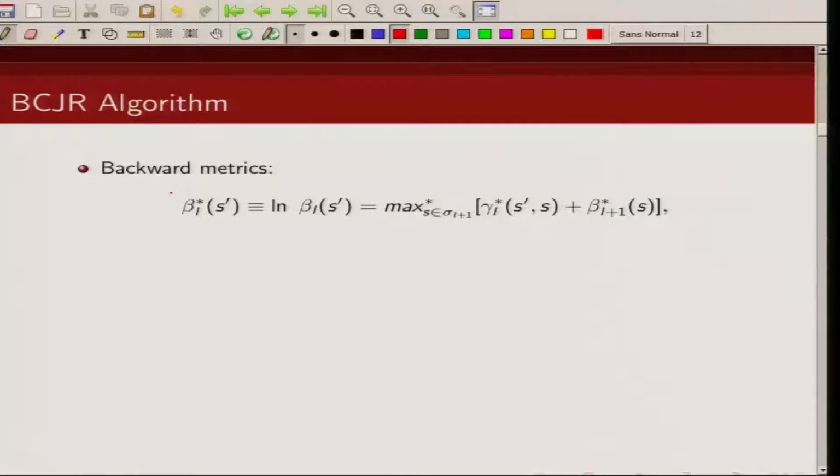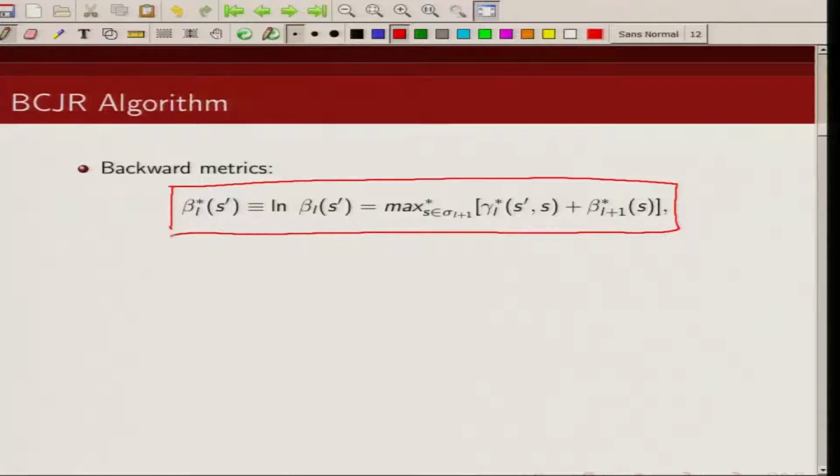So, following the same logic, we can write the backward matrix in log domain in this particular fashion. This max star operator is applied to the sum of the branch matrix in the log domain and the betas in the log domain. And again, if you can recall, how were we computing betas?